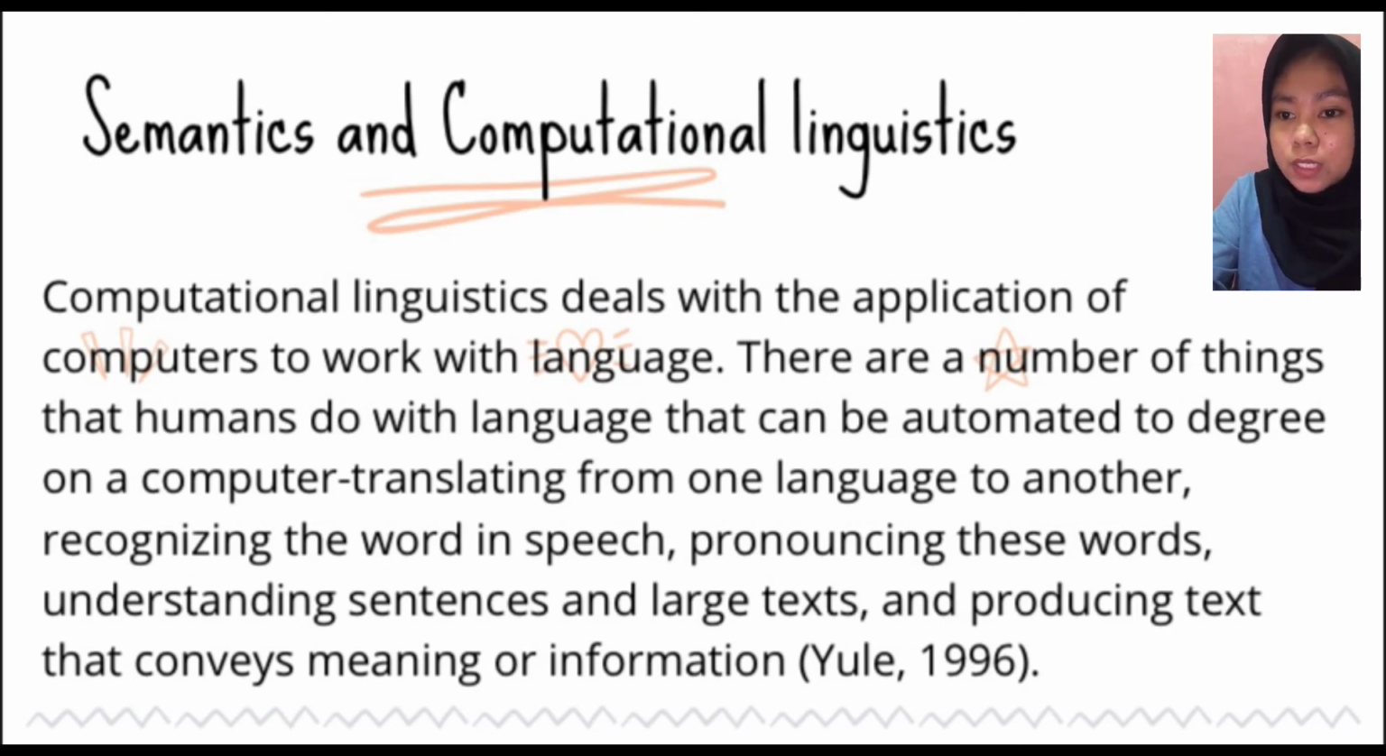Computational linguistics deals with the application of computers to work with language. There are a number of things that humans do with language that can be automated to a degree on a computer: translating from one language to another, recognizing the words in speech, pronouncing these words, understanding sentences and large text, and producing text that conveys meaning or information.